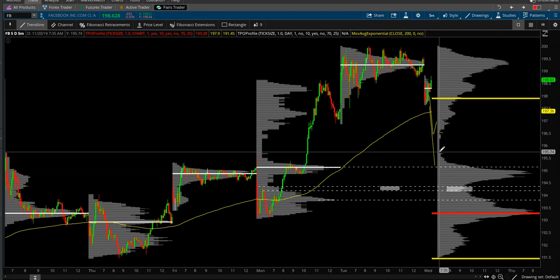So that's how to look for trades on a 5-day, 5-minute market profile chart, trading stocks, futures, Forex, whatever you want. I'll leave the chart link in the description down below, so you can actually have the same exact chart if you use Thinkorswim.